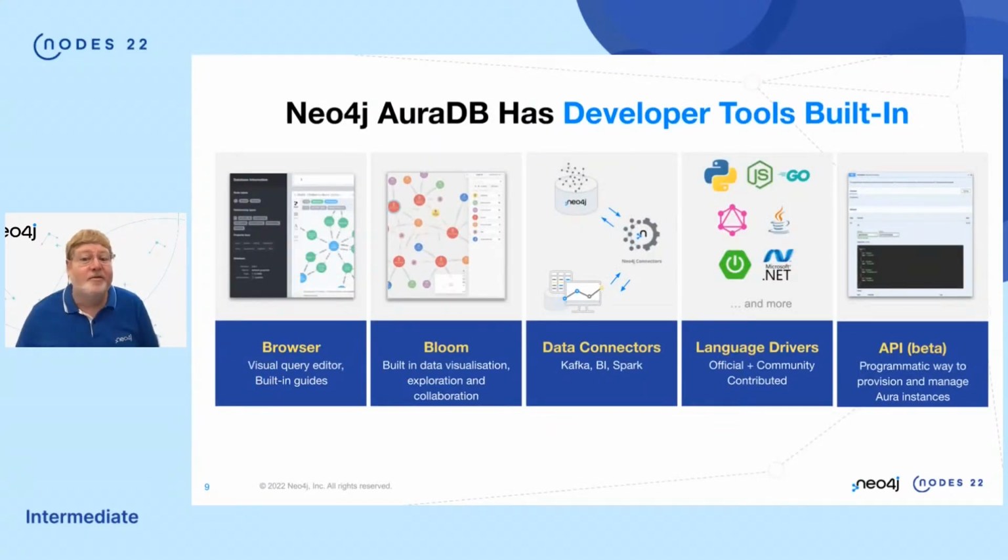Aura Enterprise has UX-driven, industry-leading developer tools built into the platform. Browser offers visual query editing with built-in guides, helping you to get the best of Aura instances when querying via Neo4j's developer language Cypher. Bloom is our visualization, exploration, and collaboration tool. Previously in beta mode, this is now in GA on Aura.